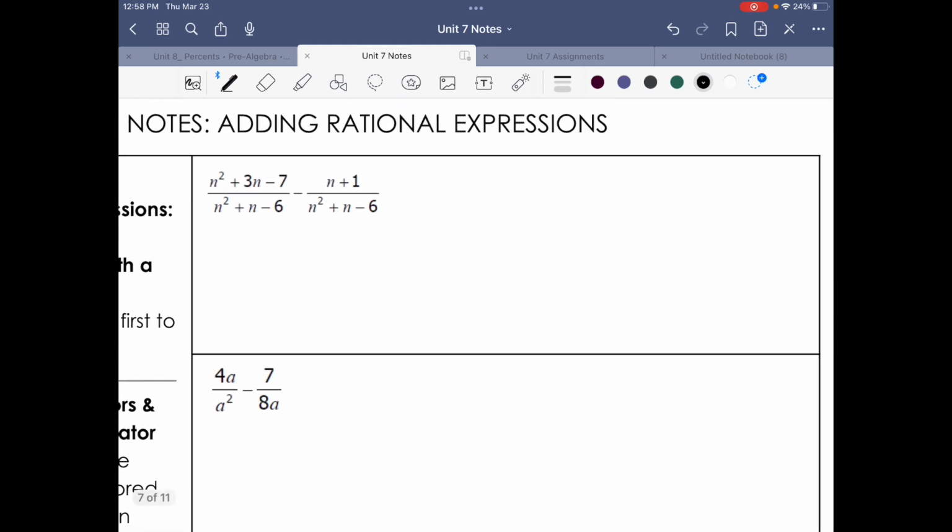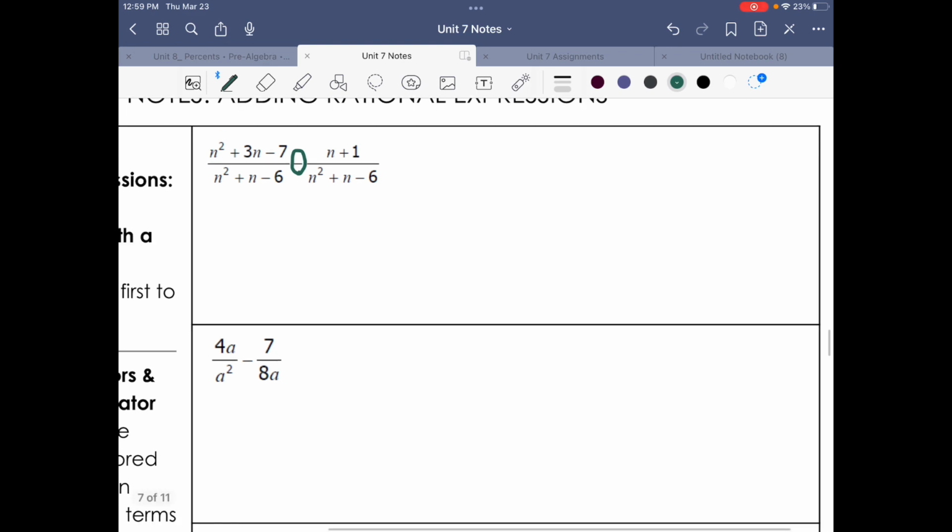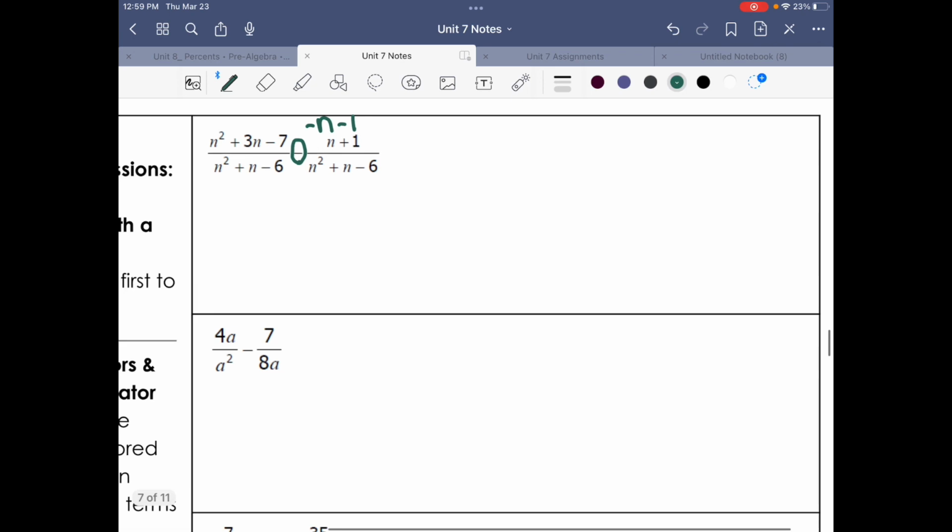You'll notice on this very first example that the denominators are actually already the same. So on this one, we're just practicing how to combine the numerators together. And if you ever notice that there is a minus right here, that actually distributes to the n and the 1, meaning that we're actually doing negative n minus 1. And we're really going to add those together at this point. So that's just me distributing that negative.